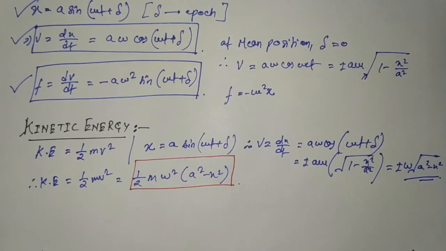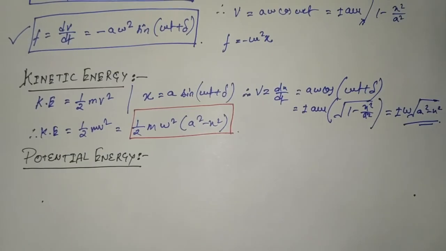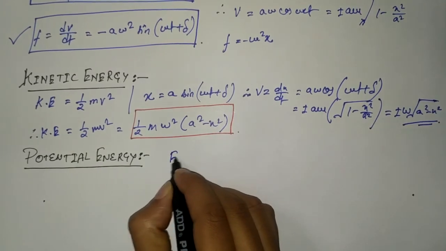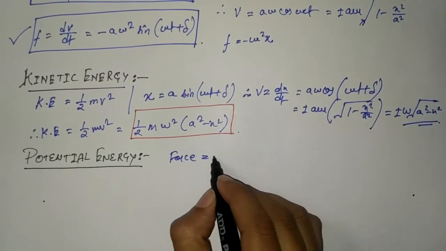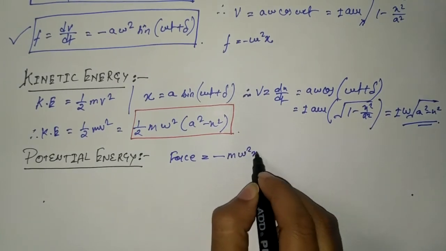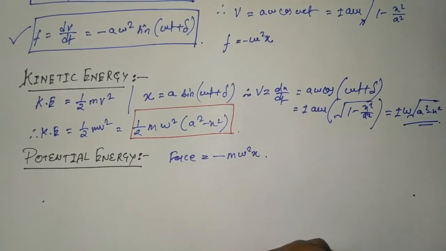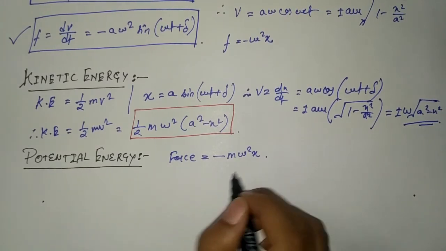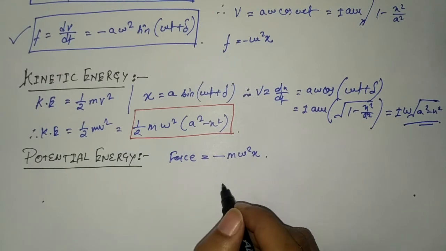Now we will proceed further to potential energy. We all know that the potential energy of a vibrating particle of mass m at any instant is calculated from the total amount of work done in overcoming the restoring force through a distance x. Hence force is equal to minus m omega square x. We know that force is equal to m a. The negative sign is taken as the force is opposite to the direction of motion. I have already told you that.